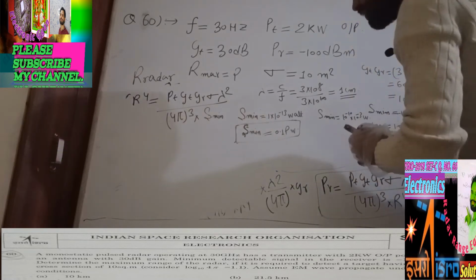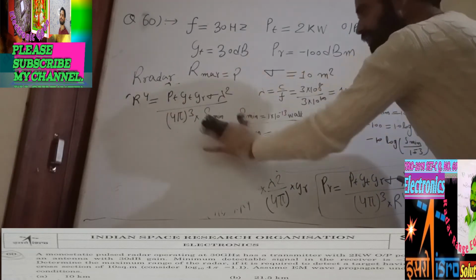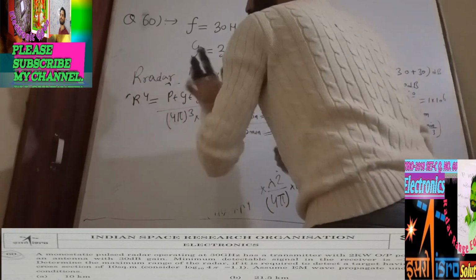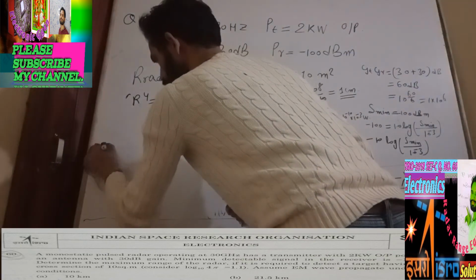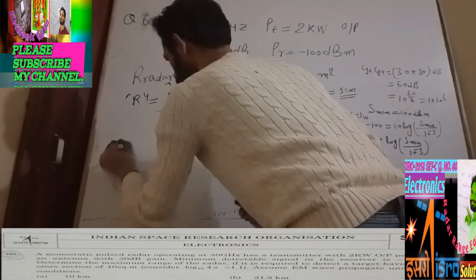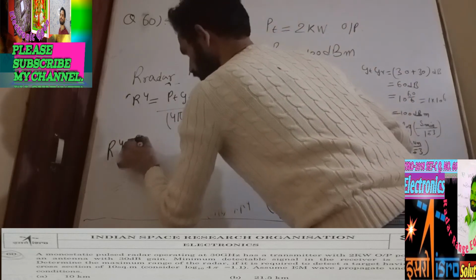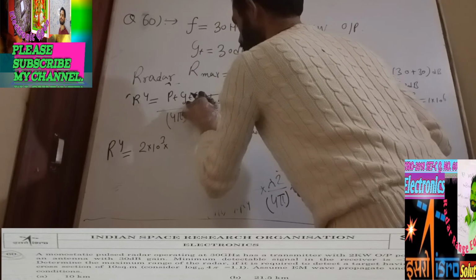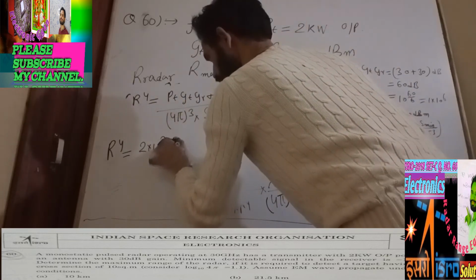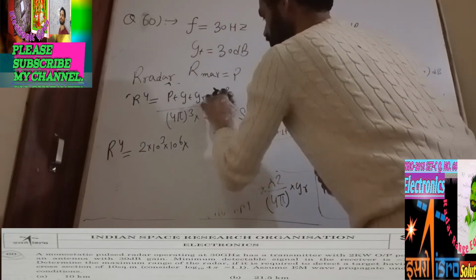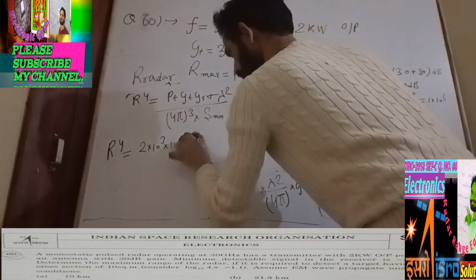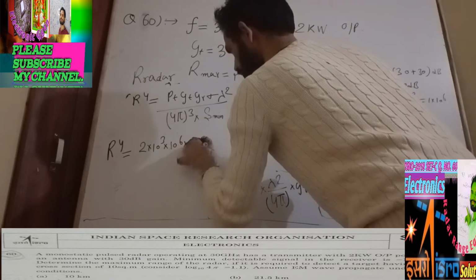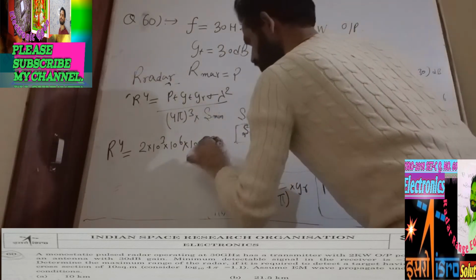Now let us see the received power. Now plug all these values into this radar range equation. So R to the power 4 is equal to... How much is PT? That is 2 kilowatt, so 2 into 10 to the power 3, into GTGR. GTGR is nothing but 10 to the power 6, into sigma. Sigma is given as 10 meter square. Okay, so 10, into lambda, which is 1 centimeter.